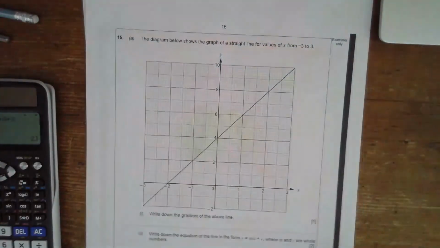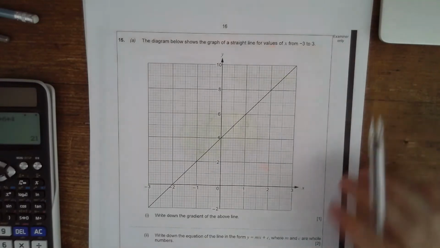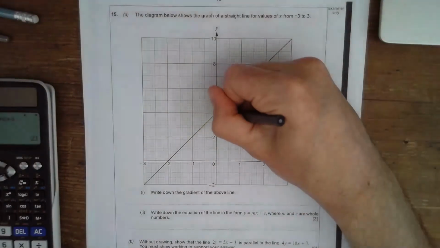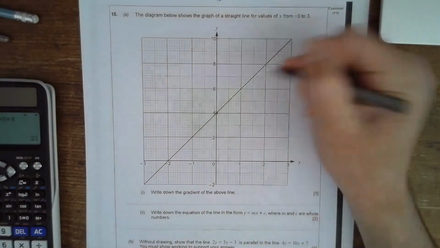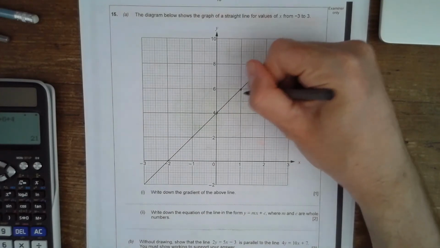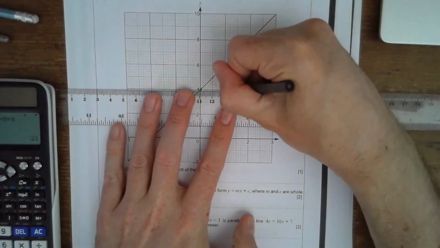Question 15. It says the diagram shows the graph of the straight line for values of x from -3 to 3. Write down the gradient of the line. Now, to work out the gradient of the line, I need to find some nice points where it goes through some coordinates I can find easily. So that is definitely one of them. Okay. Now, that's going to be my next one there where I can see it goes through the grid lines there. I'm going to draw a triangle now, like so.